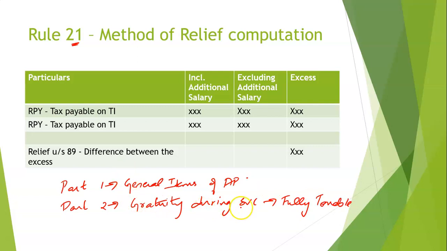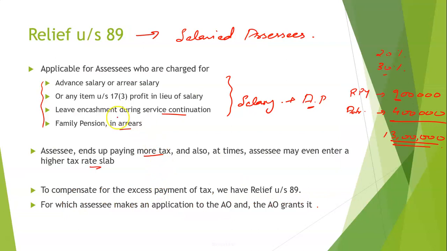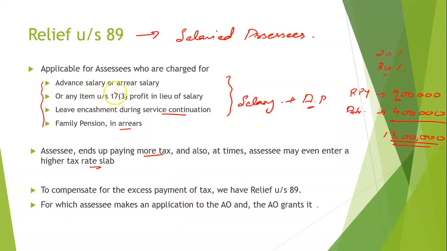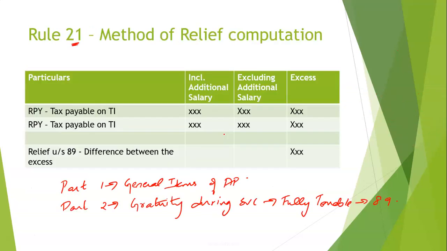And if the assessee is receiving gratuity during service, section 89 relief is applicable. By general items, I mean all the items listed here other than gratuity received during continuation of service. When the assessee receives any of these general items, that is all the items other than gratuity, the computation of relief is done in a certain way. And when the assessee receives gratuity, the computation of relief is in a completely different way.